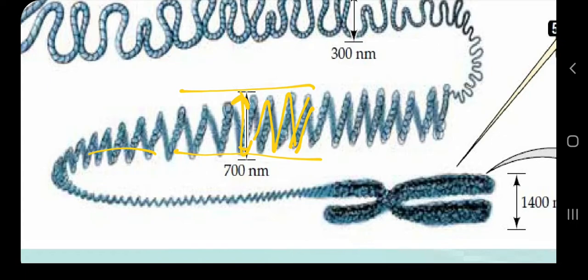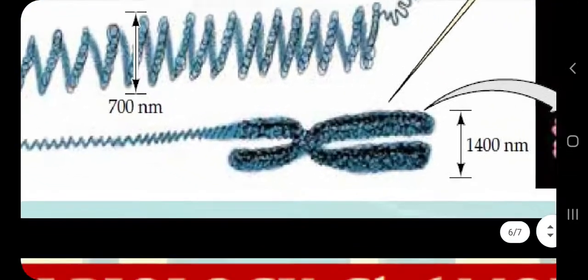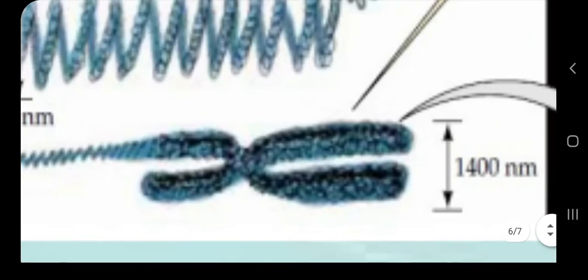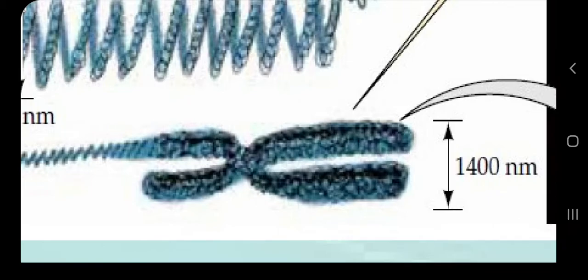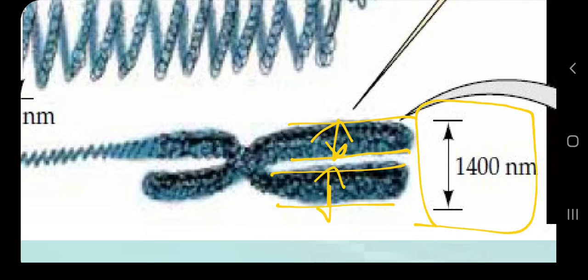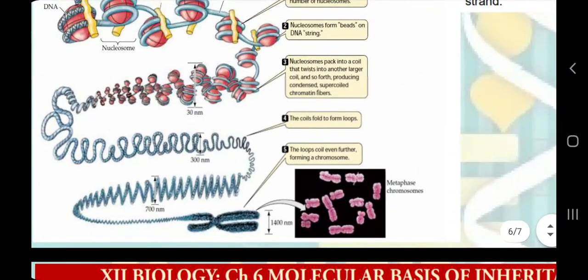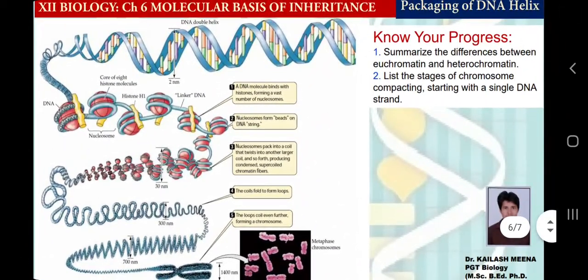Here we go. So this thread, you can say that 7 nanometer width have 700 nanometer width. Now here is the chromosome, the more comfortable structure for you, and which you have seen in many textbooks. So the width of one chromatid is 700 nanometer, another chromatid is also 700 nanometer. So taking together it is 1400 nanometer.